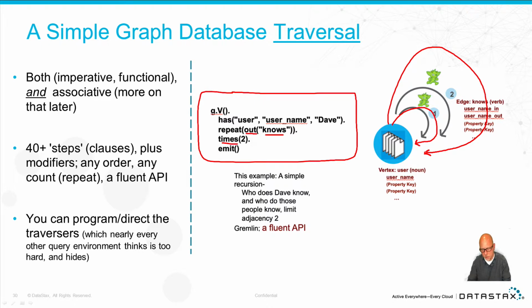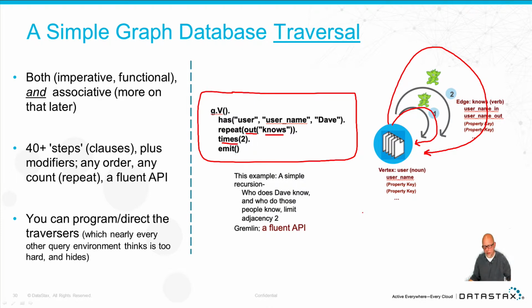And this is a Fluent API. So g.V with no arguments would return every row in every table in the database. Don't do that in production. Has is the next method. Repeat is the next method. Do it twice is the next method, and then emit. But this is all one command. It's like one SQL select. Using the Fluent API, it's all one command.